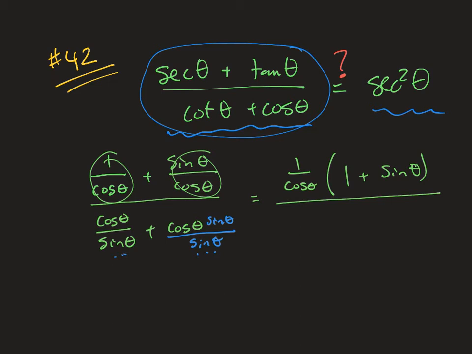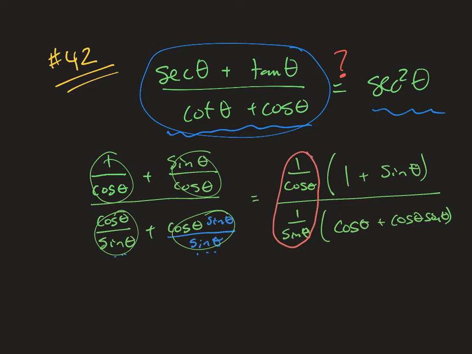And in the denominator, we can factor a 1 over sine theta, and we'll end up with a cosine theta, that's from this one, plus a cosine theta sine theta. That's from this one. Okay, now, bear with me here. This 1 over cosine theta over 1 over sine theta simplifies to sine theta over cosine theta, which we're later going to turn into a tangent theta. So we're pretty much done with this part of this problem.